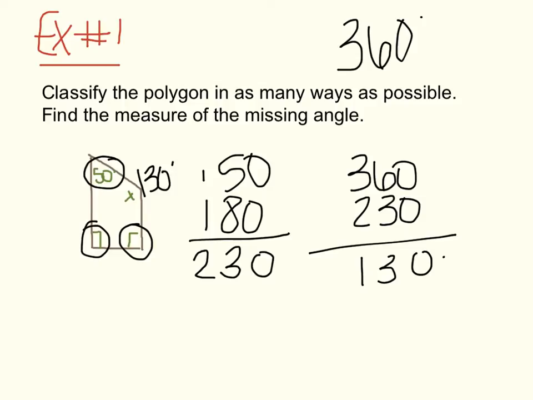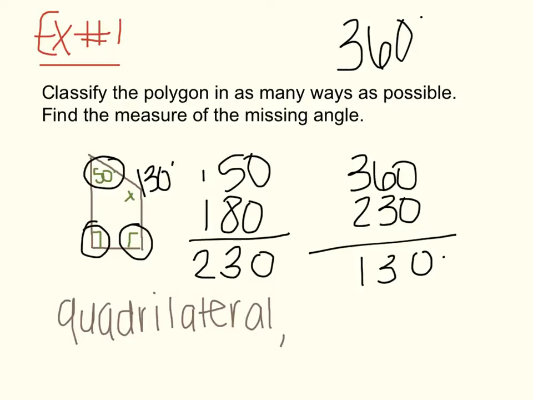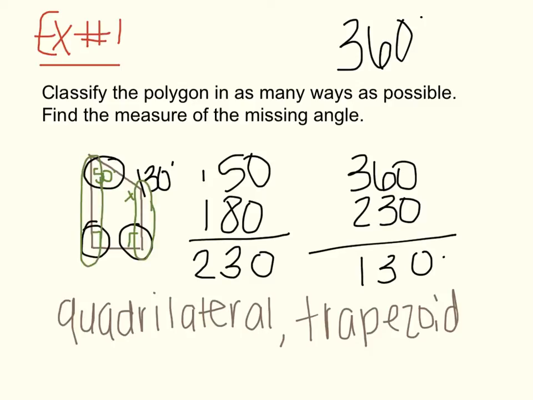Now I have to classify the polygon. So I know, first of all, it's definitely a quadrilateral because it has 4 sides. It's also a trapezoid because these 2 sides right here are parallel. They're both going to keep going up and down and never touch. So that makes it a trapezoid because trapezoids have 1 pair of parallel sides. Use your vocab words to help you figure these out.